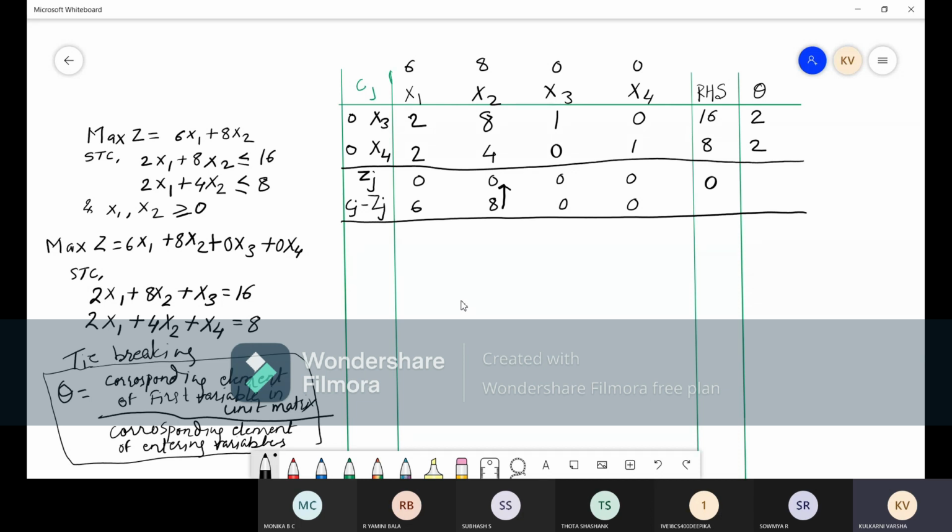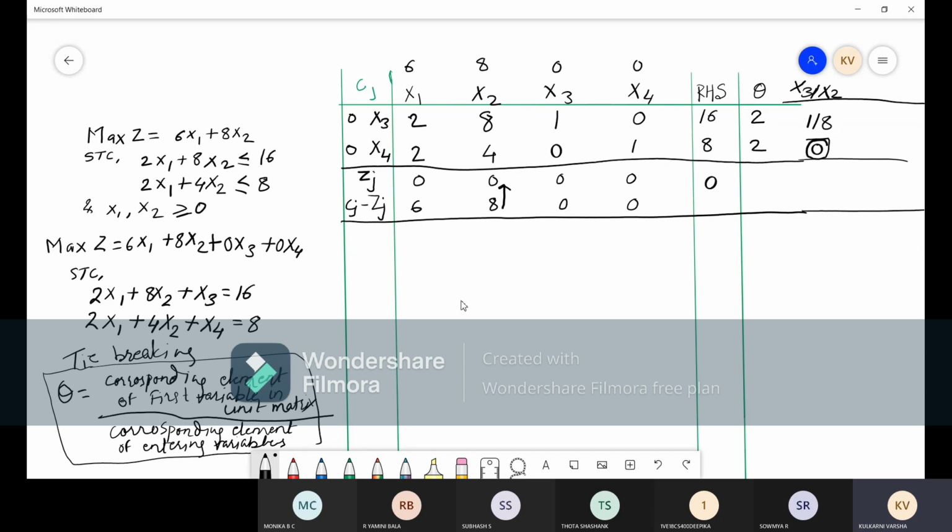So what we'll get, we'll write down here, x3 divided by x2, right? So 1 divided by 8, let me write it as 1 by 8 only, and 0 divided by 4, so 0 divided by 4 is 0. So in theta we can consider 0. So this is smaller, right?